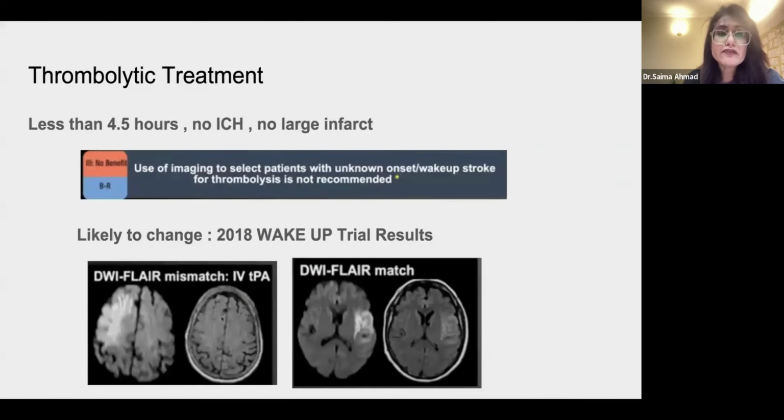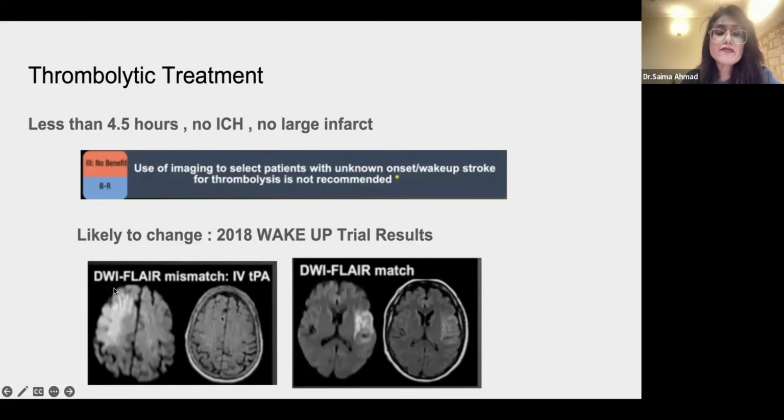So as far as thrombolytic treatment is concerned, if the patient comes with acute ischemic stroke and within the time window of less than 4.5 hours, we have to rule out the contraindications. And if there is no ICH, no large infarct, one should go for the thrombolysis. And this is one of the guidelines, that use of the imaging to select the patients with unknown onset or wake-up stroke for thrombolysis is not recommended. But I put the asterisks here. It means that this guideline can be changed because the WAKE-UP trial was done in 2018, and in WAKE-UP trial, they used the MRI to identify the patient for the thrombolytic treatment.